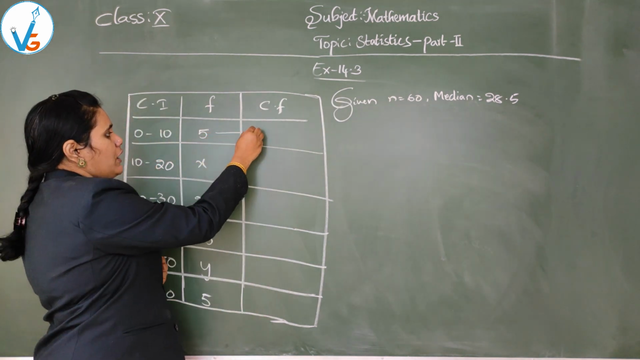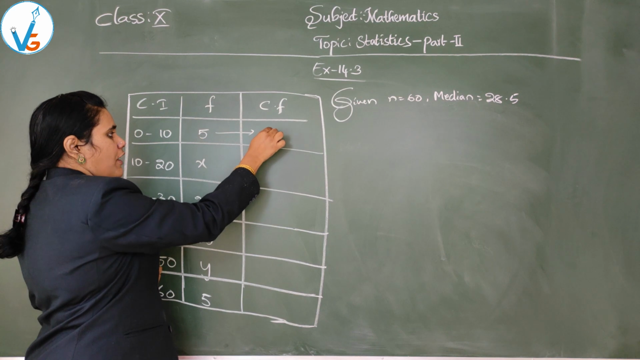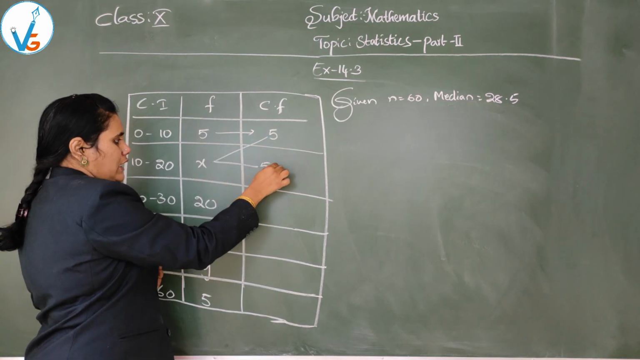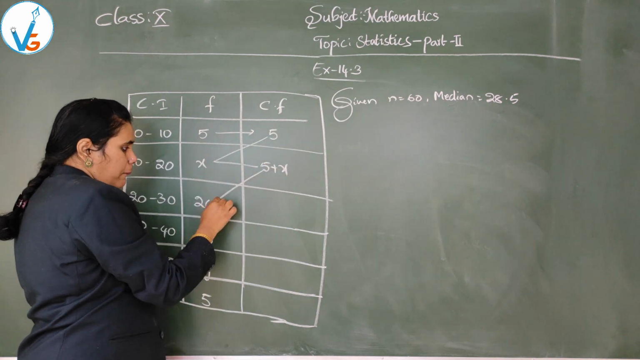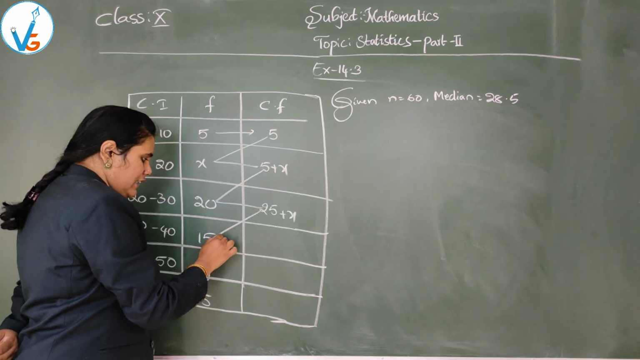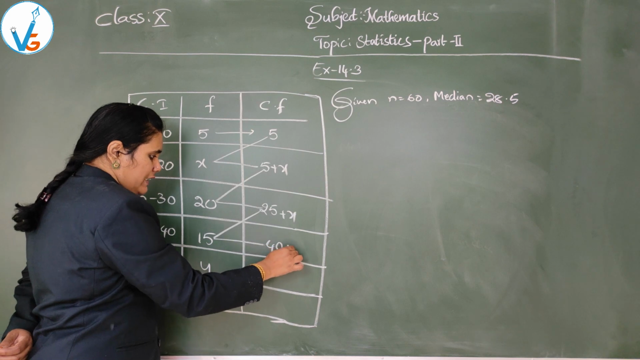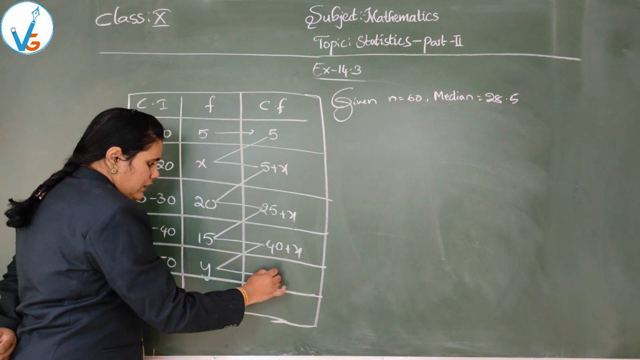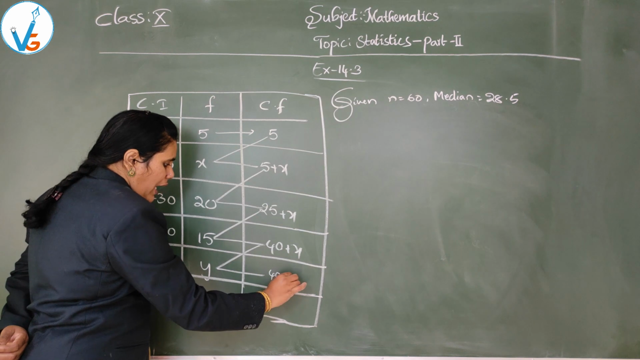We have to find the cumulative frequency. 5. Next, 5 plus x. Next, 20 plus 5 is 25 plus x. Next, 25 plus 15 will be 40 plus x. Then 40 plus x plus y.